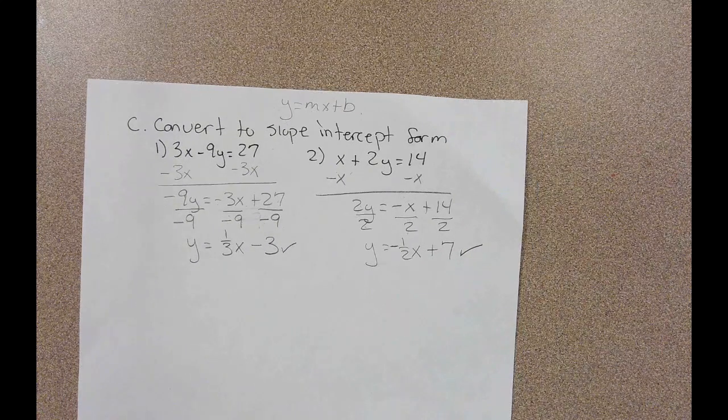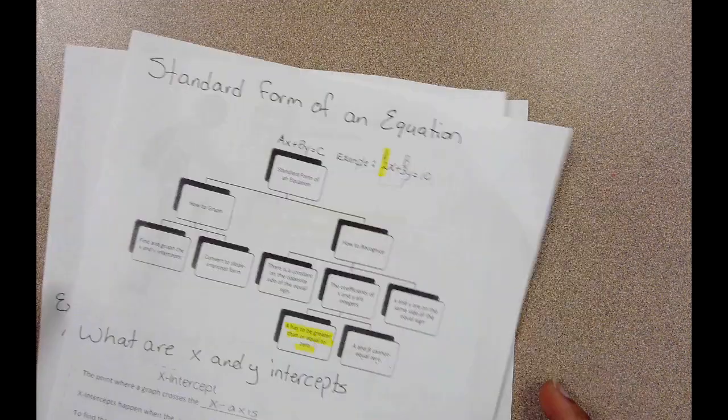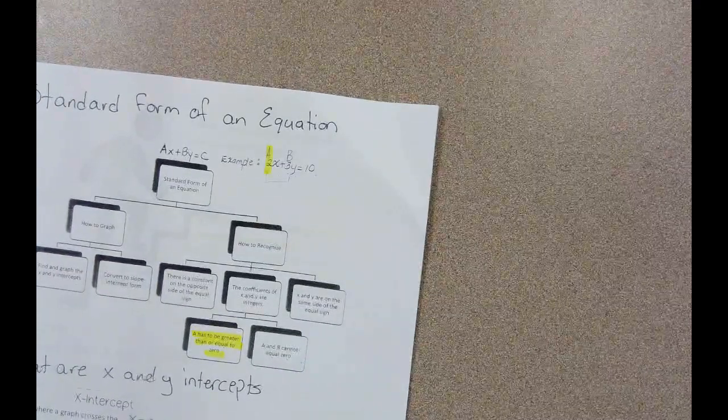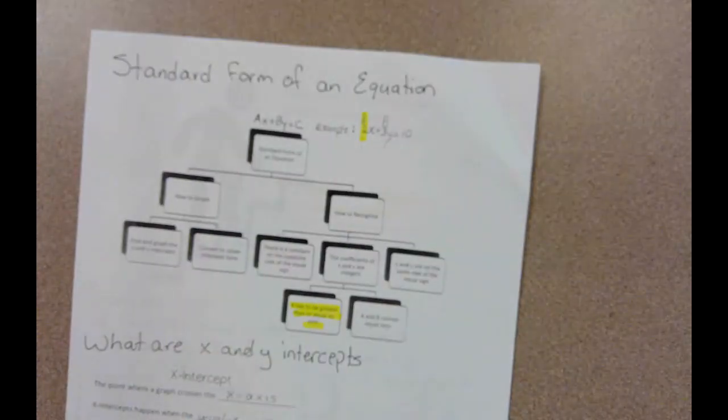Hopefully these notes and these examples helped you to understand how to find your x and y intercepts, how to convert slope-intercept form to standard form, and then how to convert standard form into slope-intercept form. If you have any further questions, please contact your math teacher. We will be more than glad to help, or you can look at this video as many times as you need.